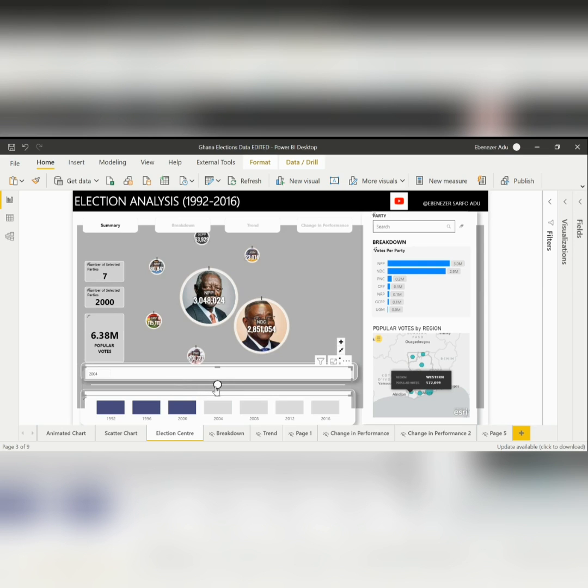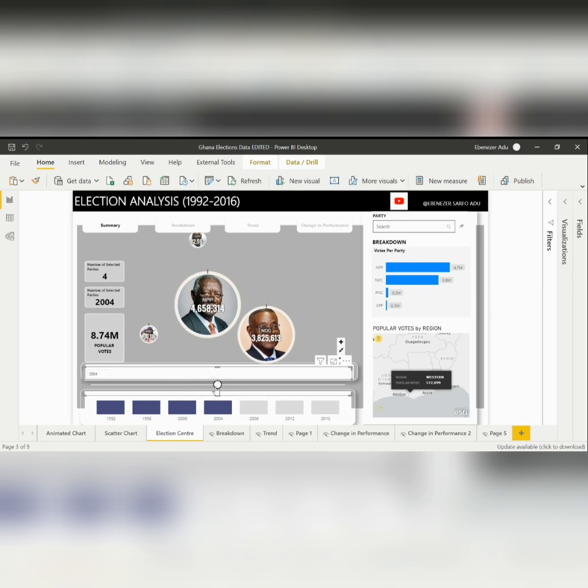So in 2004, wow, another increase. President Kufuor, 4.6 million.